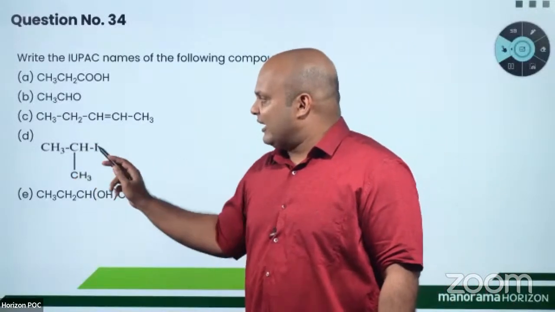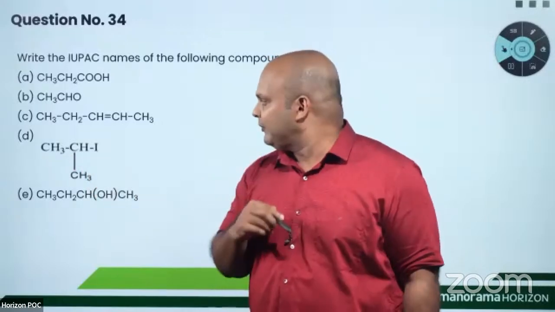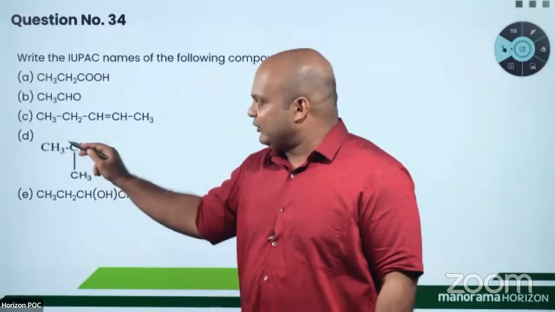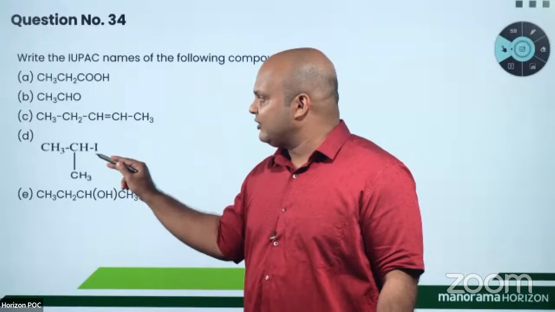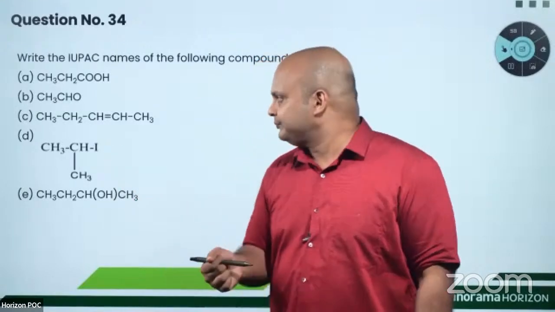Again, in this case, we have 3 carbon atoms, C, C, C, 3 carbon atoms. So that is prop. At the second position from both sides, it doesn't matter if I go from right or left, it is the second carbon atom which contains I. So I can say that this is 2-iodopropane.